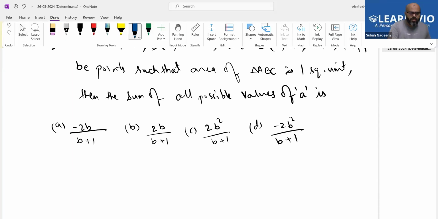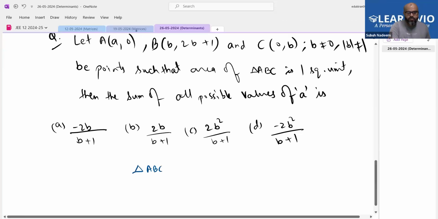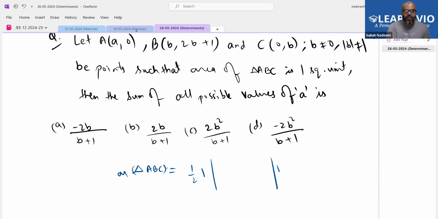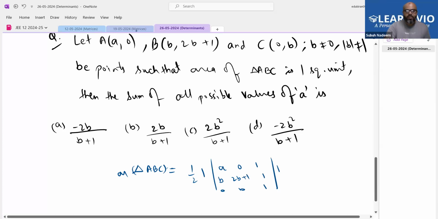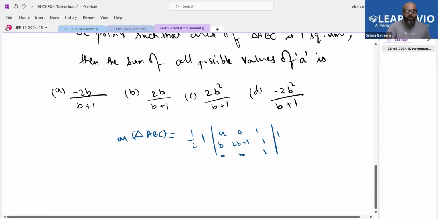That formula we studied now: area is equal to half of the mod of the determinant of x1, y1, 1. So we get the determinant with rows A, 0, 1; B, 2B plus 1, 1; and 0, B square, 1. This is what we are getting. And you have to calculate the area and equate it to 1 square unit.